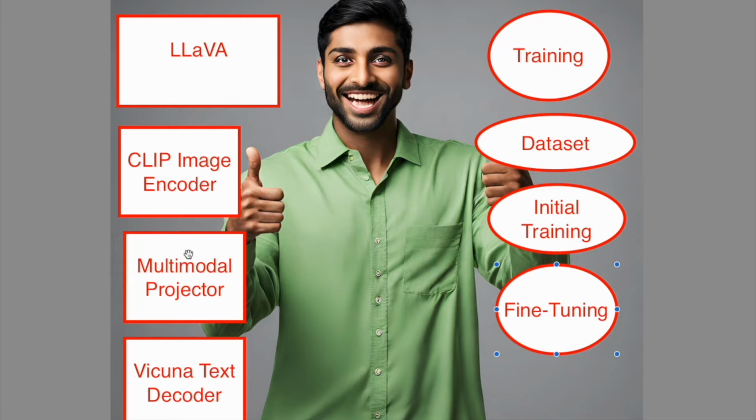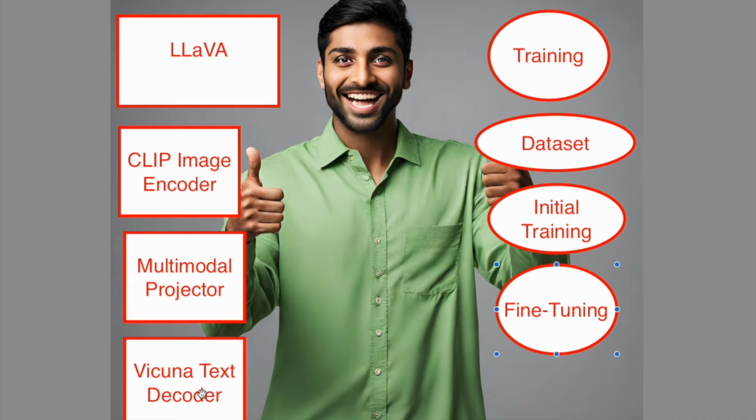Multimodal projector. This component helps align the image data with the text data. It acts as a bridge between the visual information from the image encoder and the textual information from the text decoder. Vicuna text decoder. This is the part of the model that generates text based on the combined image and text data. Vicuna is a language model that can produce coherent and contextually relevant text.